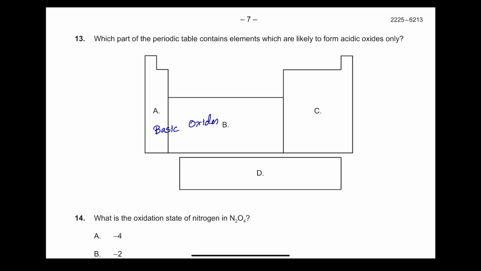But non-metals form acidic oxides. For example, you can take NO2, right? Mix NO2 with water. It'll give you a mixture of HNO3 and HNO2. Both are acidic. So C would give us acidic oxides. Answer would be C.